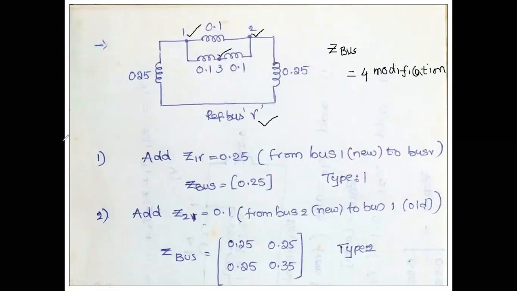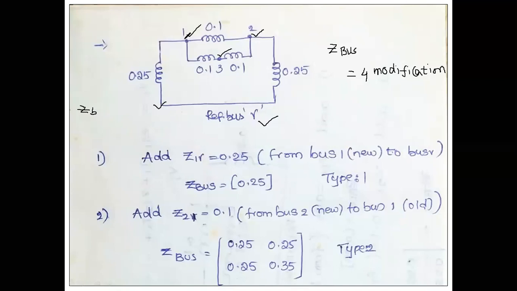Now I have started from type 1 modification onwards. Basically the first modification is type 1 modification. What is a type 1 modification? In this type 1 modification, we add an additional branch impedance, that is ZB, in between a new bus and a reference bus. Obviously, for every system there must be some standard reference bus, so we exclude these standard reference buses.